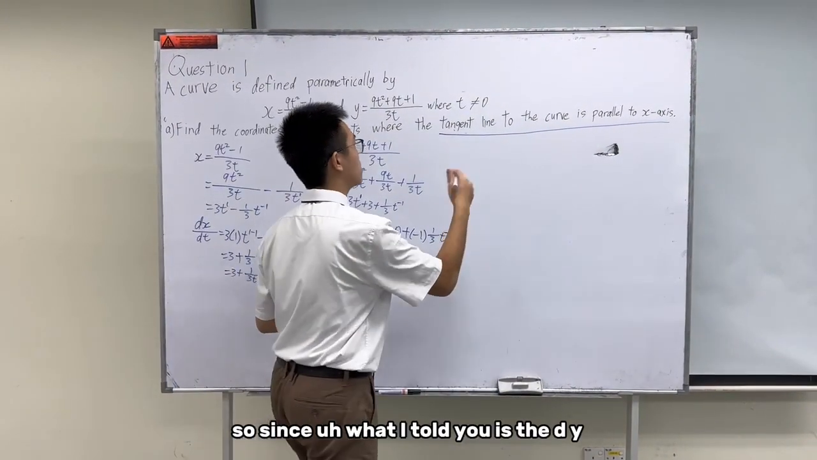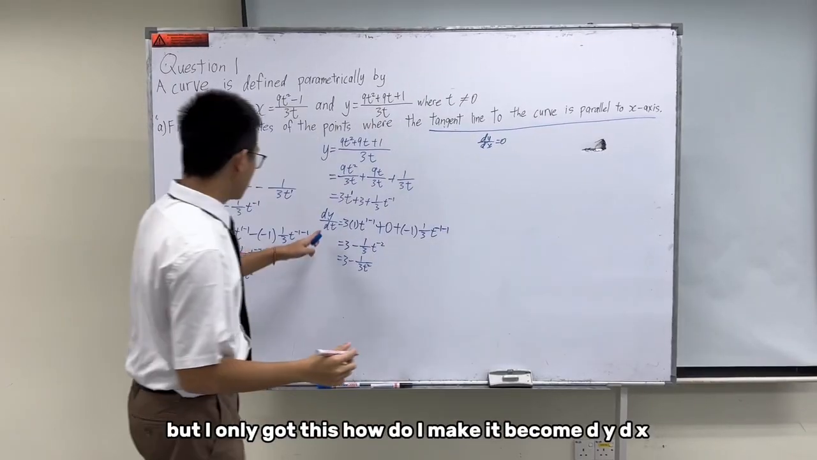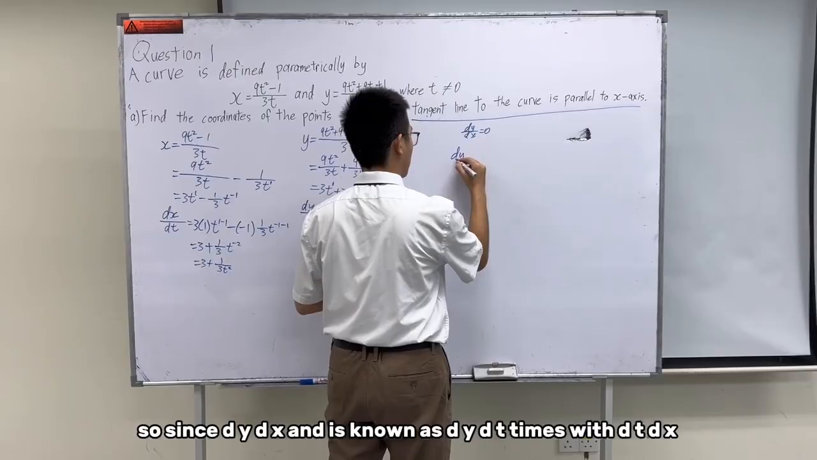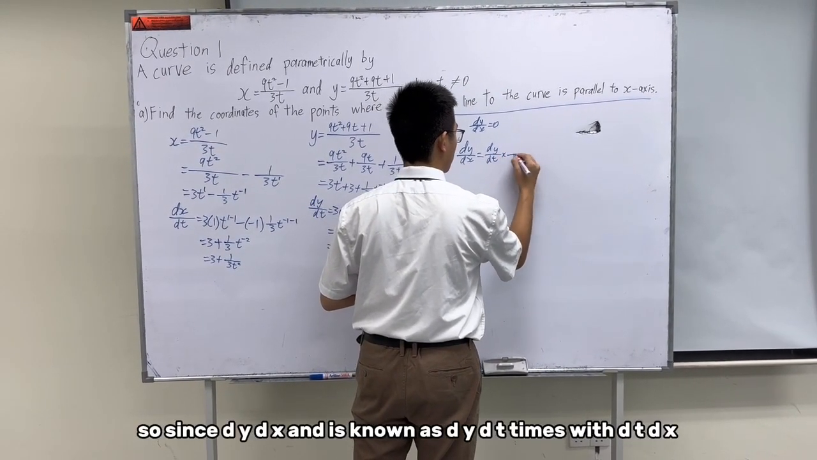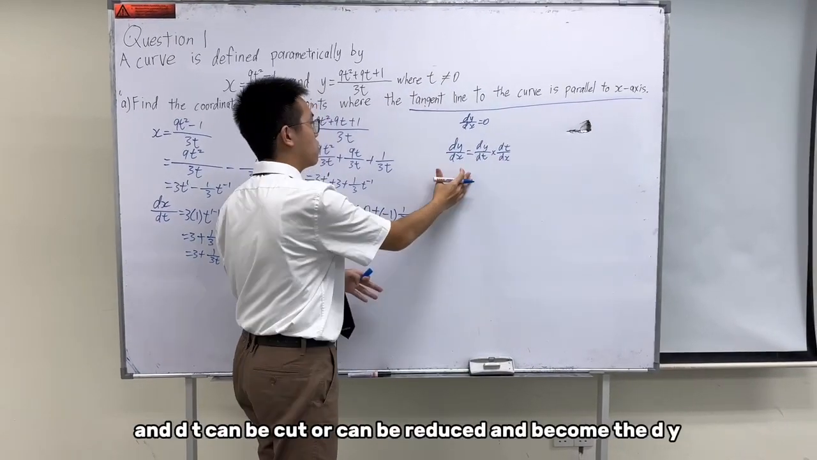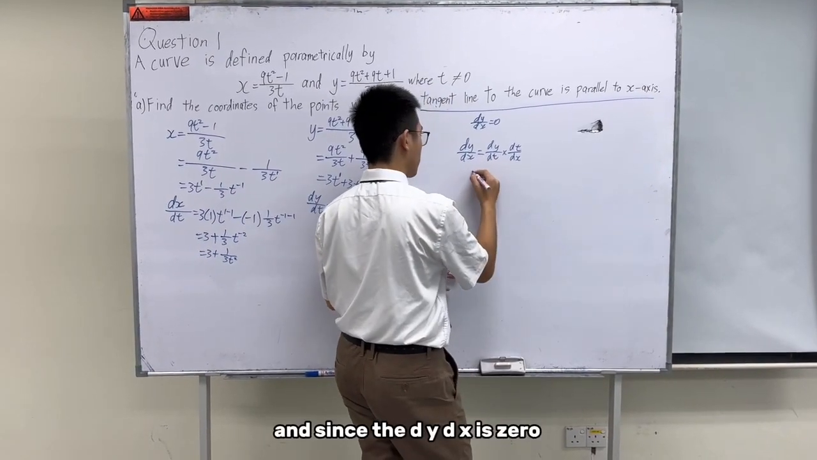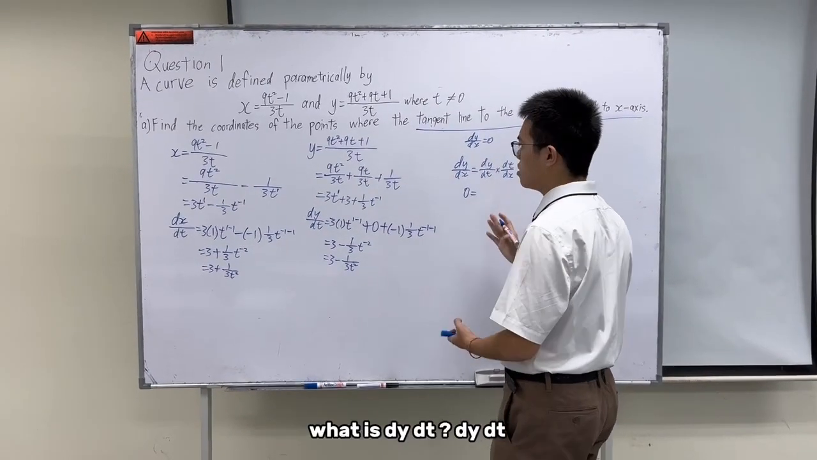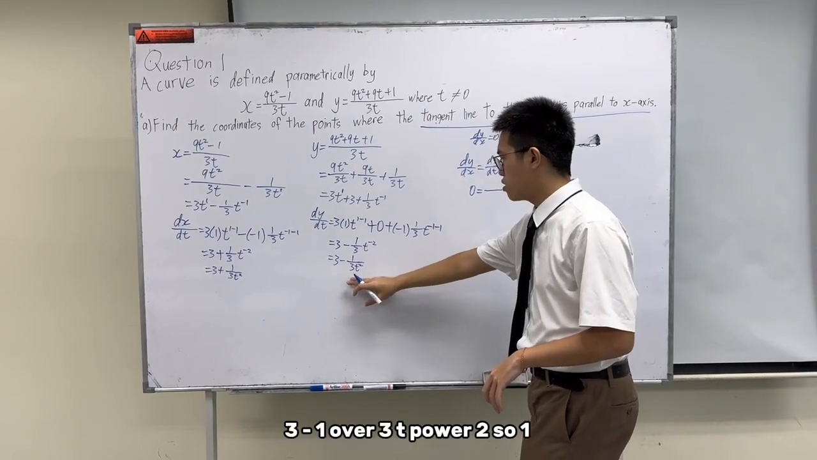So what I told you is that dy/dx equals 0, but I only got this. How do I make it become dy/dx? Since dy/dx is known as dy/dt times dt/dx, the dt and dt can be cancelled and it becomes dy/dx. And since dy/dx is 0, let me put it first. So what is dy/dt? dy/dt is this one, 3 minus 1 over 3t squared.